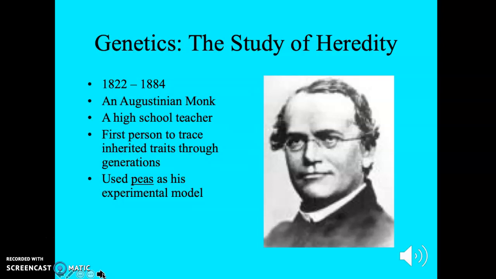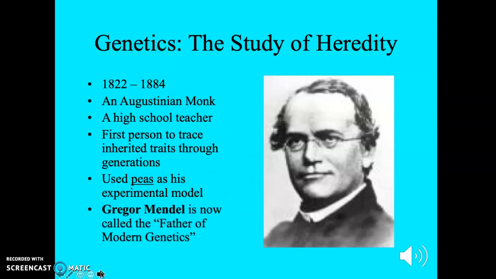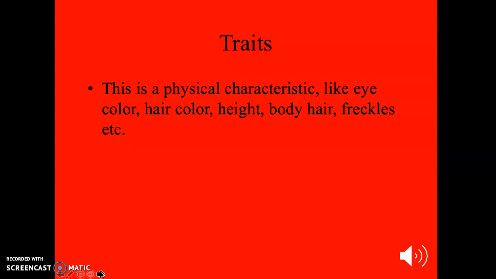He also noticed that the pod shape of the peas was different with different plants, and he was really curious about why this happens and why things look the way they do. So he did these huge experiments and recorded everything meticulously. And it was his records that enabled us to get to where we are today, which is the study of human genetics. He is called the father of genetics, but there are lots of videos out there about Gregor Mendel. It's actually kind of interesting.